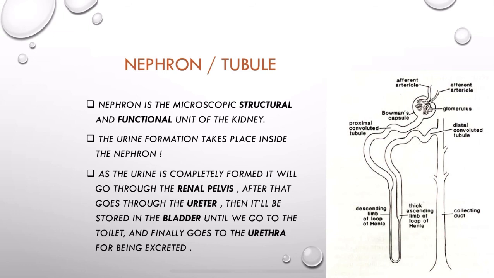So you can memorize and understand them in detail as extra information. The urine formation takes place inside the nephron, which is the basic structural and functional unit of the kidney. As the urine is completely formed, it will go through the renal pelvis. After that, it goes through the ureter, and then it will be stored in the bladder until they go to the toilet, and finally goes through the urethra to be excreted.